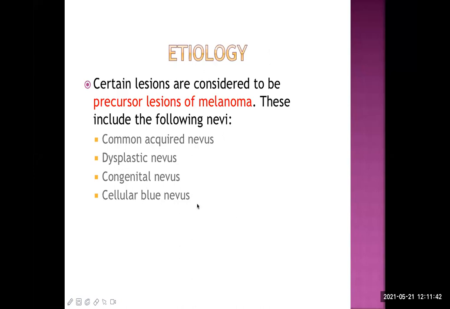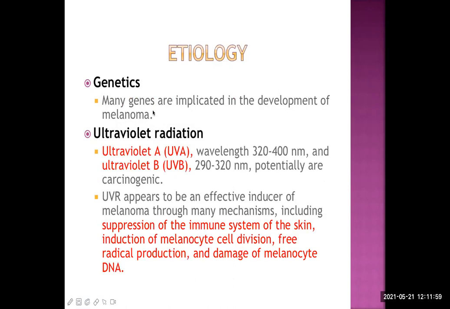Different types are there. So all of them are considered precursor lesions of melanoma. That means any of these nevi may transform into melanoma later on, but some are more commonly transformed than the others. Regarding the genetic factors, there are many genes which are implicated. So some genetic predisposition may exist here.